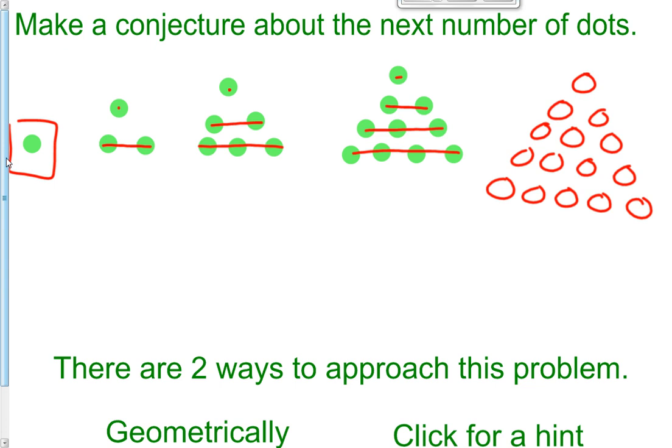And so we would then make a conjecture. I bet there is going to be 5, 6, 7, 8, 9, 10, 11, 12, 13, 14, 15. I bet there's going to be 15 dots in the next picture. So that is my conjecture. I made a conjecture about the next number of dots. So that's a geometric way of thinking about it.